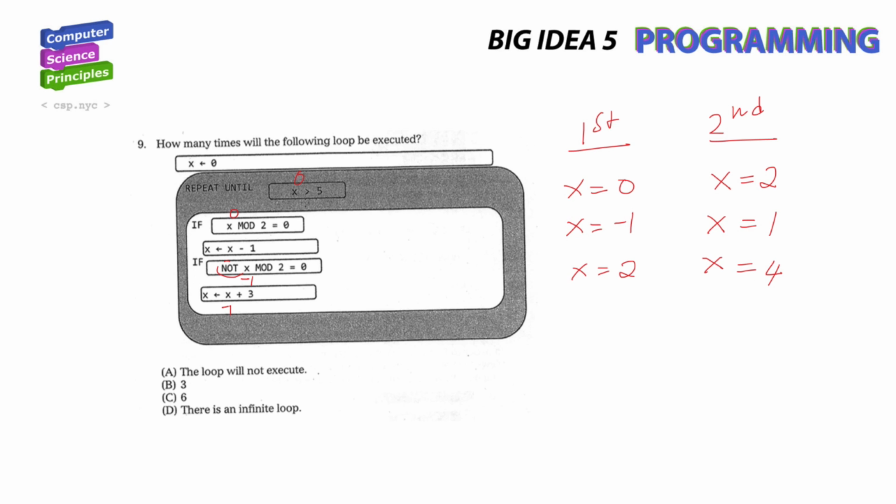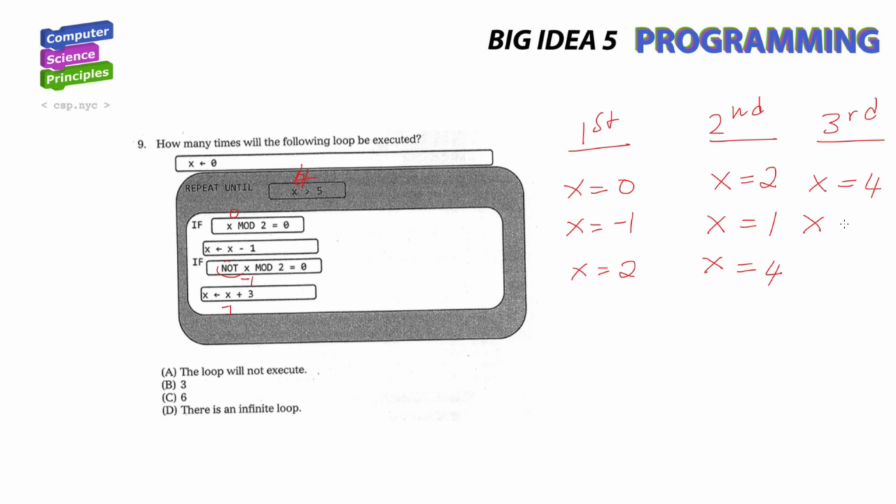That jumps to the top. So now we're questioning, is 4 greater than 5? Well, it's not. So in our third loop, x gets the value of 4. 4 mod 2 is 4 divided by 2 is 2, remainder 0. So 0 does equal 0, so it runs this bit. So x is given the value of 4 minus 1.